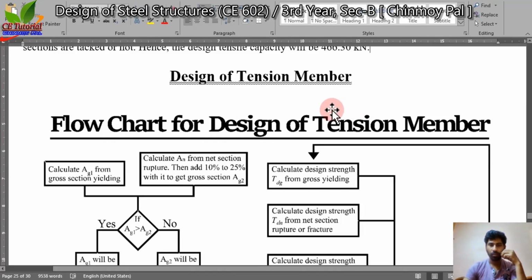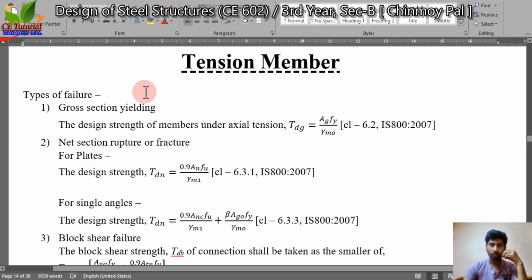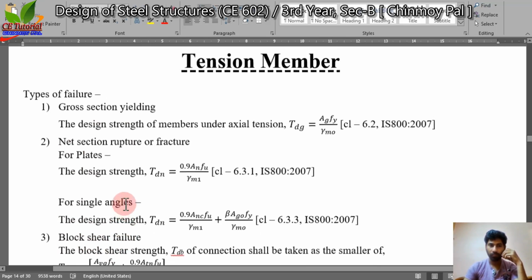My dear students, today we shall start the design of tension member. First of all, I want to show you a flow chart of design of tension member so that you can understand the method. Keep in mind that the tension member design depends upon three types of failure: one is cross section yielding, one is net section rupture, and one is block shear failure.